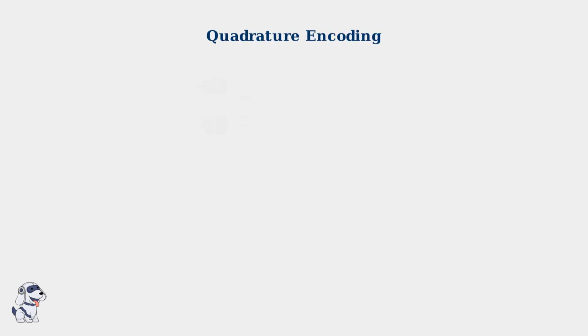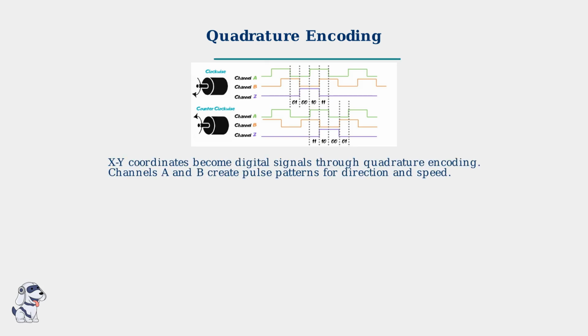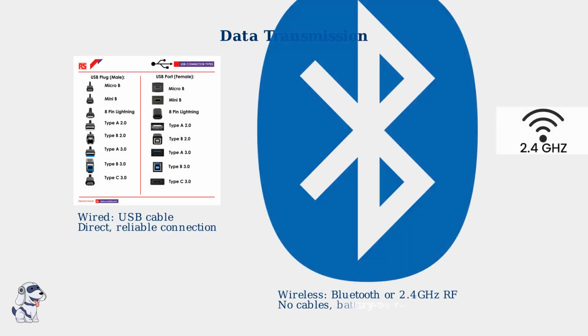The XY coordinate data from the optical sensor is converted into digital signals using a process called quadrature encoding. This technique uses two channels, A and B, that produce pulse patterns to determine both the direction and speed of movement. This encoded data is then transmitted to the computer. For wired mice, it travels through a USB cable, providing a direct and reliable connection. Wireless mice use protocols like Bluetooth or 2.4 GHz radio frequency, offering freedom from cables but requiring battery power.